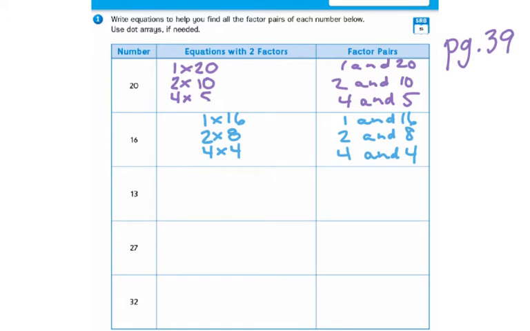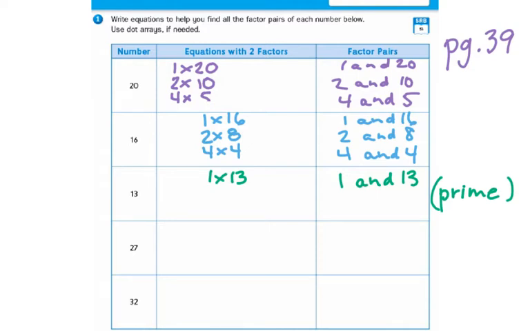Okay, let's try 13. We always start with 1 times itself. I could go across the 2's. I can go across the 3's. I could go all the way down to 12's on this multiplication chart. There are no other factors, numbers multiplied together, to give me 13. So the only factors are 1 times 13. And I'll give you a little sneak preview. This is called a prime number. It only has 2 factors. Let's continue.